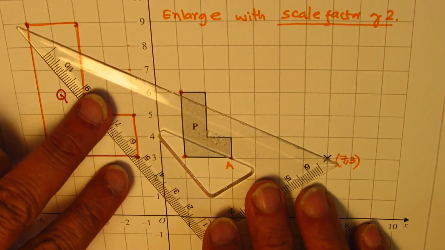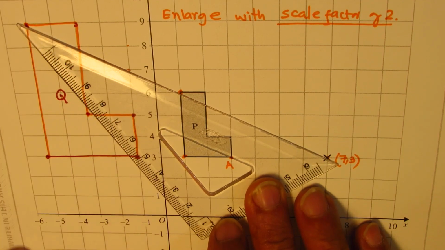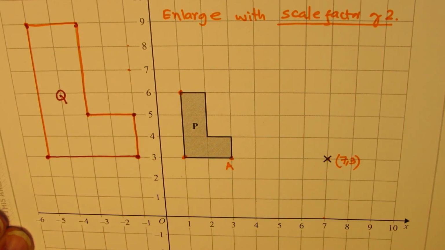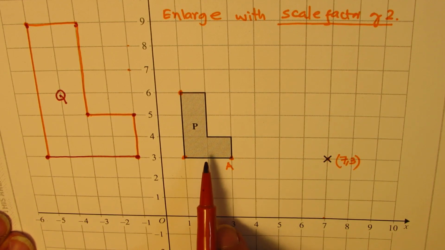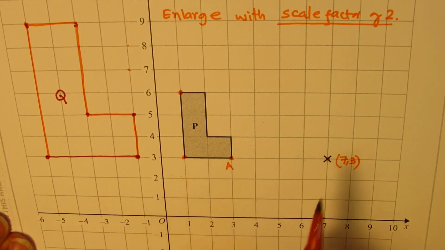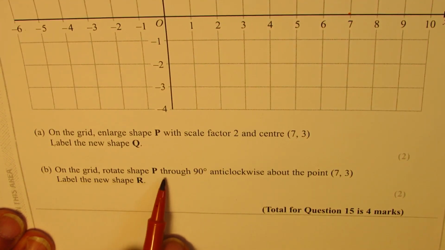For example, from here if you measure, then you can get the points twice away, right? That's one way. But a better way is to count the squares. That way, you're fairly independent of any other instrument and you can easily do your work. So that is the first part. Now, the second part of this question is, on the grid, rotate shape P through 90 degrees anti-clockwise.